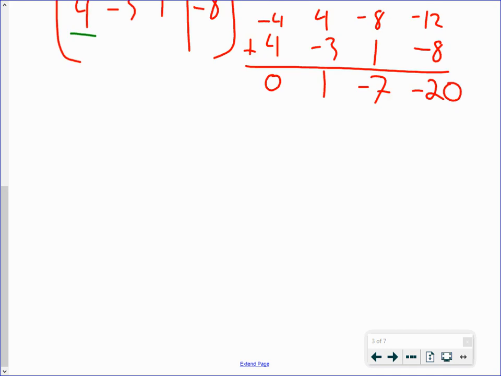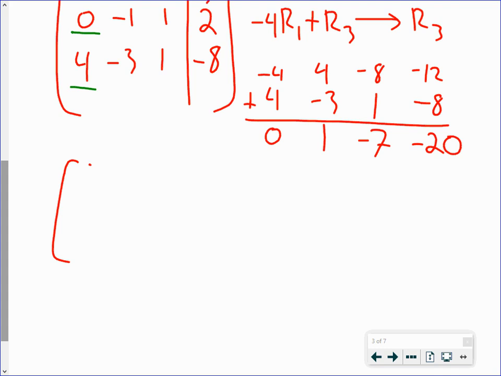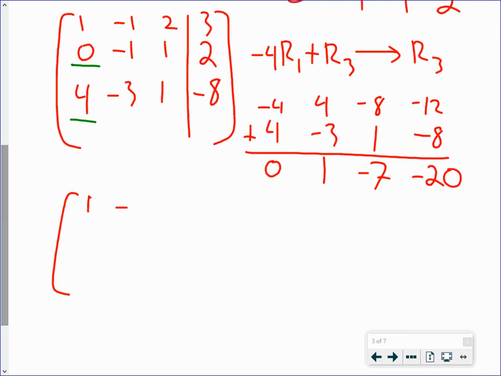Let's go ahead and put it into our matrix. Our first row didn't change. It's still 1, -1, 2, and 3. Our second row is still 0, -1, 1, and 2. And our last row is now 0, 1, -7, and -20.